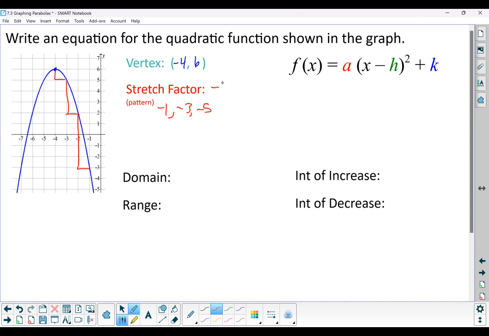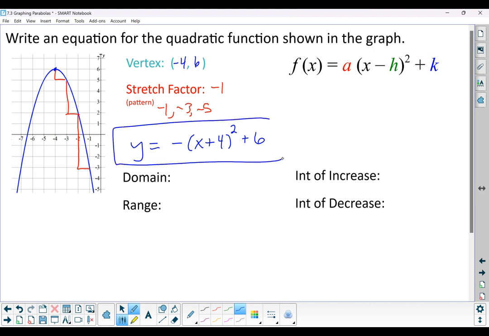So our stretch factor is negative 1. When we're writing an equation with a stretch factor of negative 1, you don't need to put the 1. It's okay if you do put the 1, but it's definitely not necessary. We just need that negative symbol, and that's good enough. Okay, so we've got x, and this is going to be a plus 4 because we have an x minus a negative 4. So that ends up being an x plus 4 in our equation, and then plus 6 over at the end. So this is the equation of this graph.